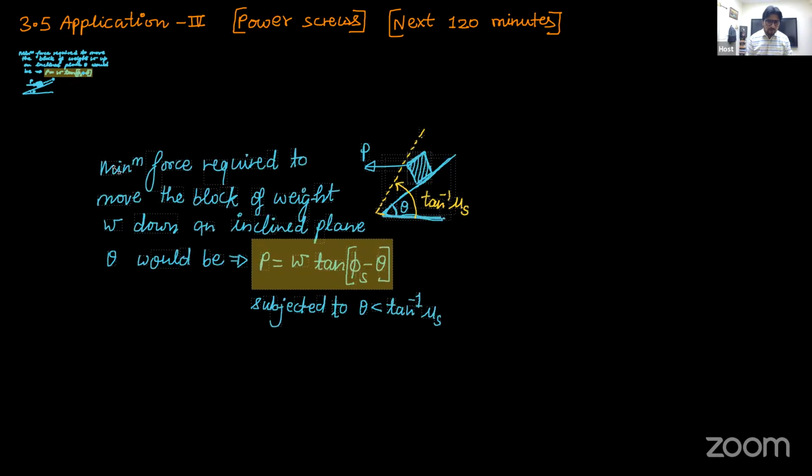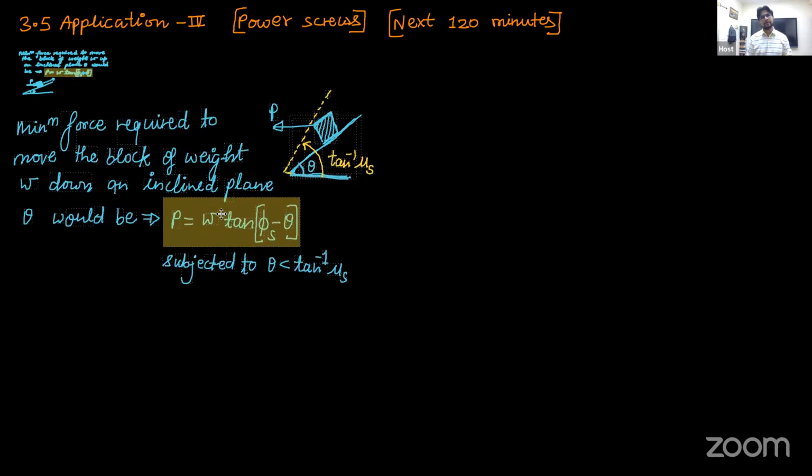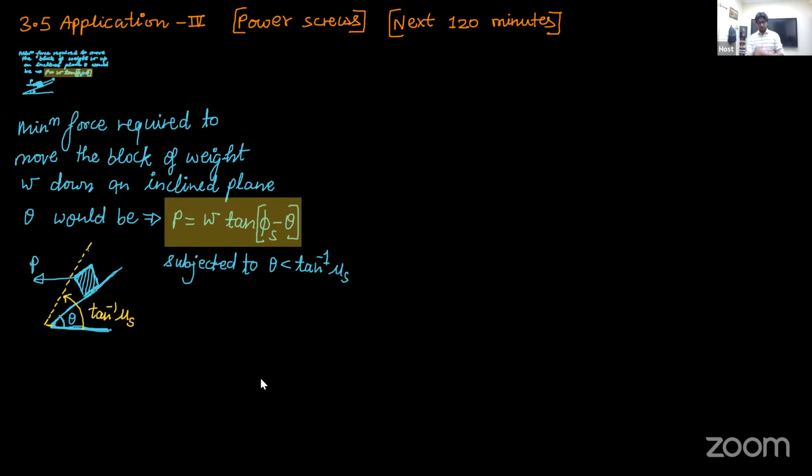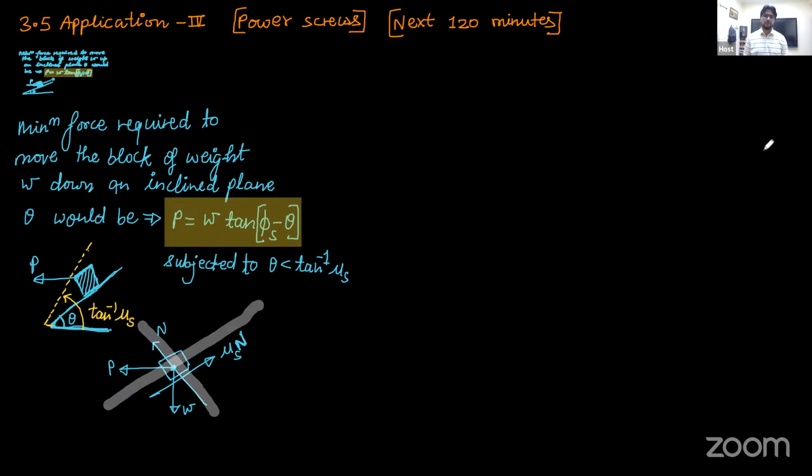the minimum force required to move the block of weight W down an inclined plane theta will be this much. And we have already done it using sigma Fx equal to 0, sigma Fy equal to 0. So we have W and we have P and we have normal reaction N acting. And since the block is moving down the plane, friction will be up the plane.